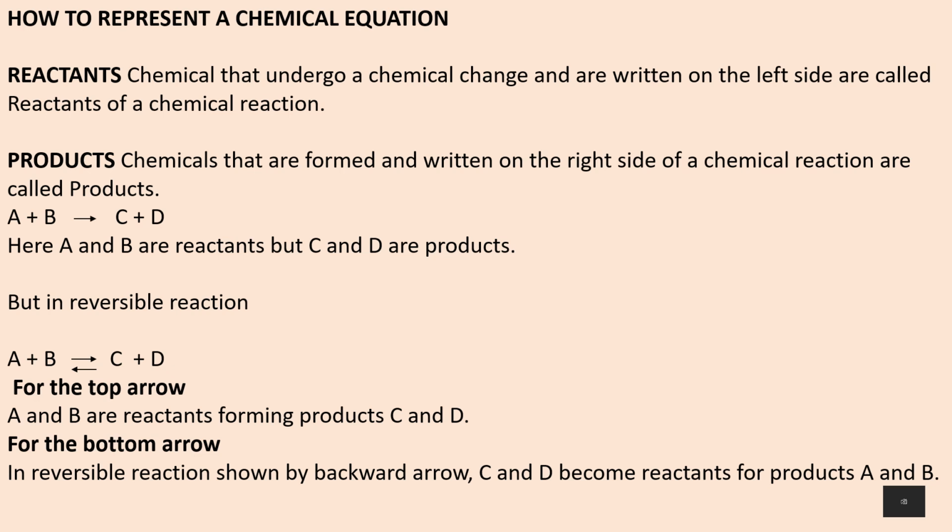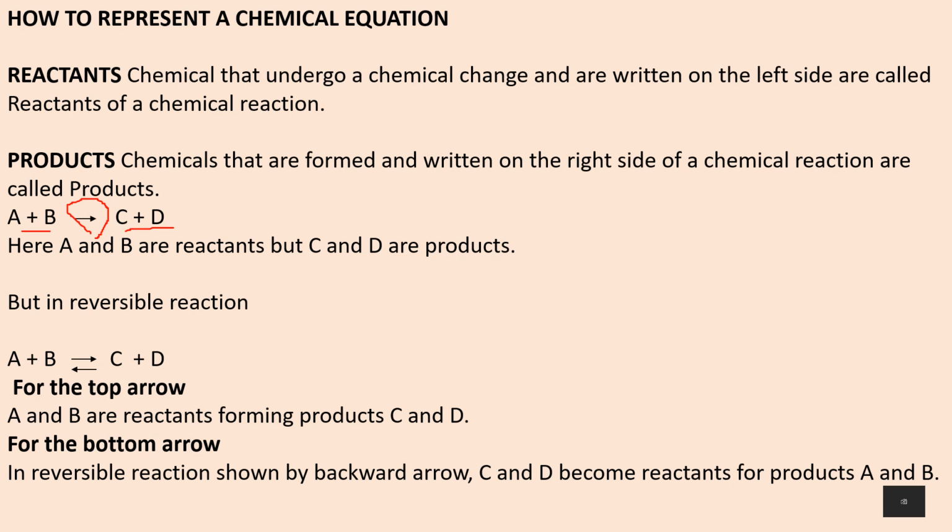Elements or compounds that undergo a chemical change are represented by a chemical reaction. Here, to represent a chemical reaction, I have used 4 letters A, B, C, and D. In the first reaction, you can see A and B are reactants, which are written on the left side. C and D are the products, which are written on the right side. They are separated by an arrow, which indicates the direction of the reaction.